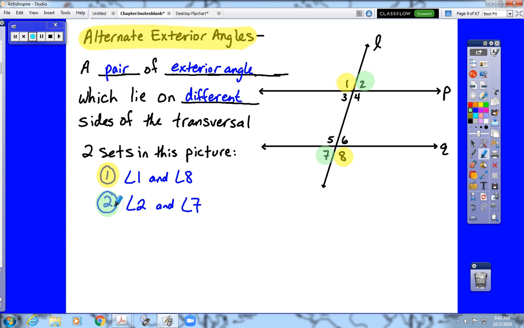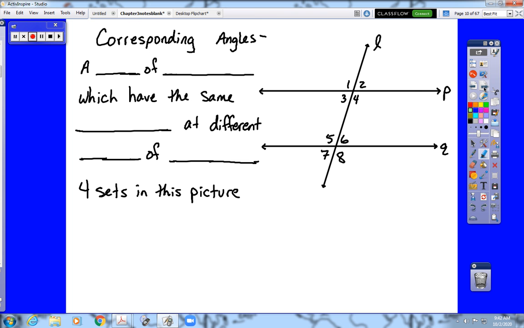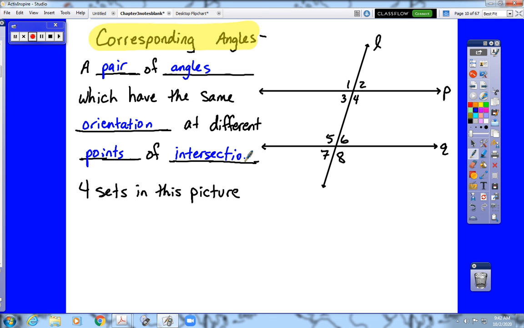So we have alternate interior, alternate exterior, consecutive interior, consecutive exterior. The final vocab word is probably the most important one. That is the idea of corresponding angles. It's considerably harder to put into words. It would be a pair of angles. Notice I did not list interior or exterior because one of them will be interior and the other one will be exterior, which have the same orientation. I'll explain what I mean by that in just a moment, at different points of intersection. There are a total of 4 sets of corresponding angles in this picture.